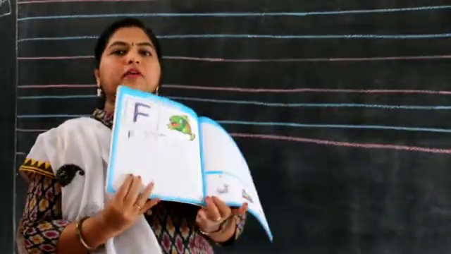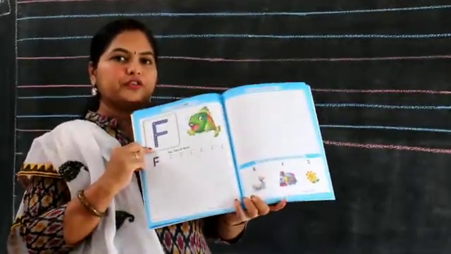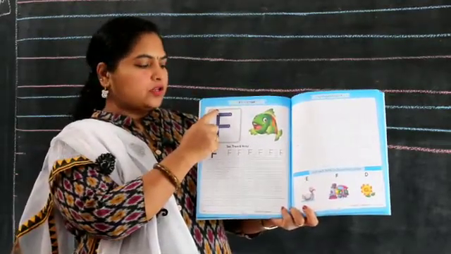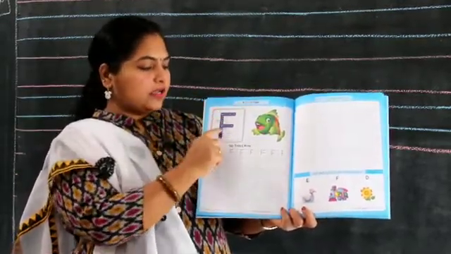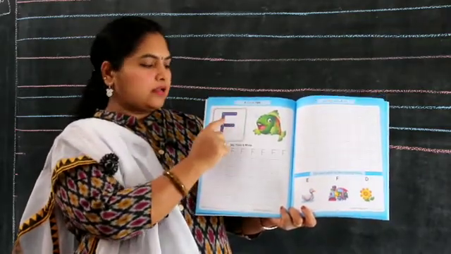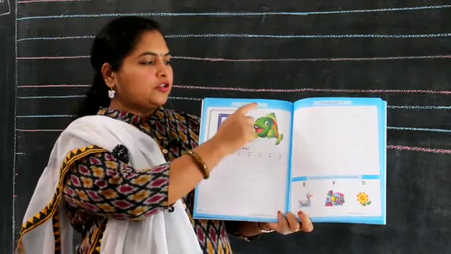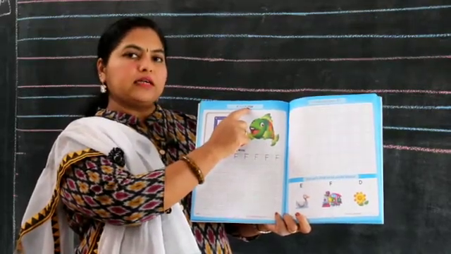Next is F. F is for fish. So how do you draw F? How do you write F? A standing line, a sleeping line, another sleeping line. This is your F. F is for fish. The word fish starts with the letter F.